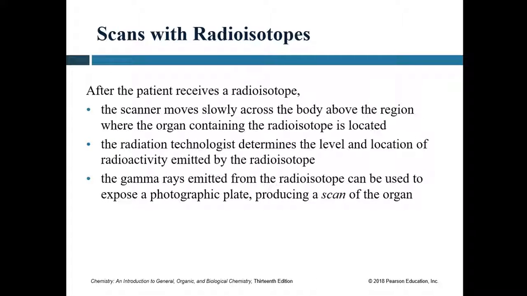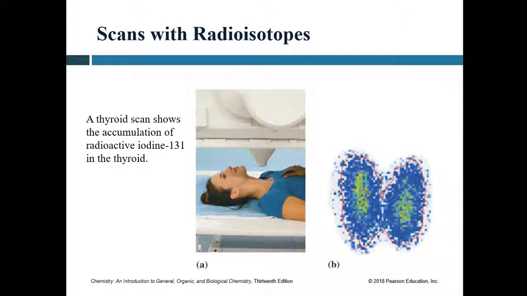Now, after the patient receives a radioisotope, the scanner moves slowly across the body above the region where the organ containing the radioisotope is located. The radiation technologist determines the level and location of radioactivity emitted by the radioisotope. The gamma rays emitted from the radioisotope can be used to expose a photographic plate, producing a scan of the organ. So if we look here, here's a thyroid scan that shows the accumulation of radioactive iodine-131 in the thyroid.